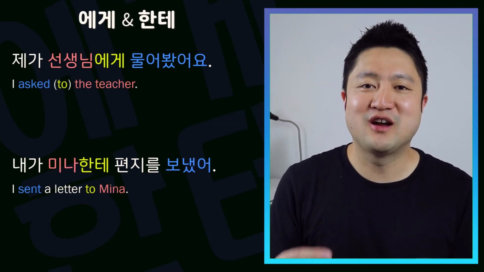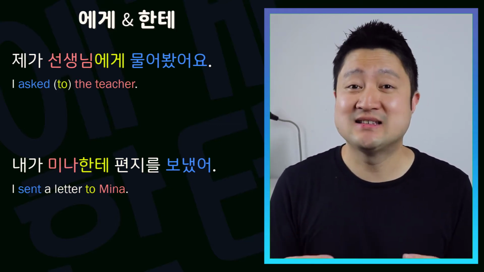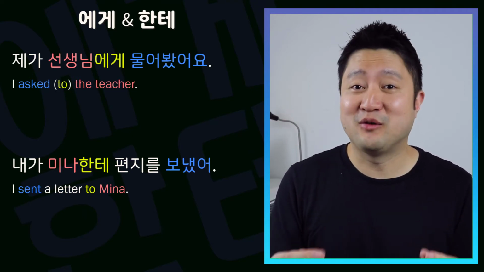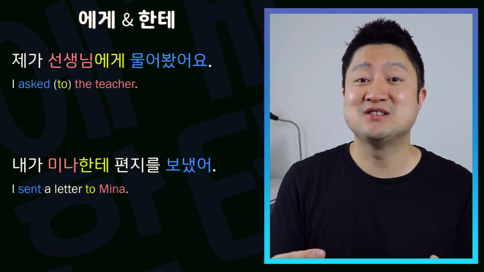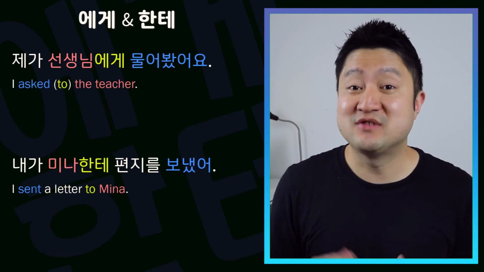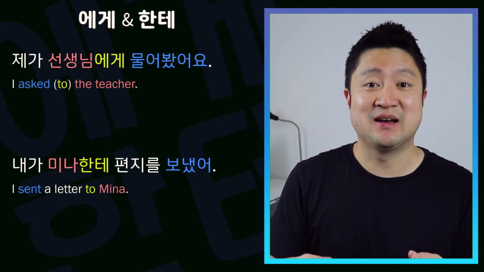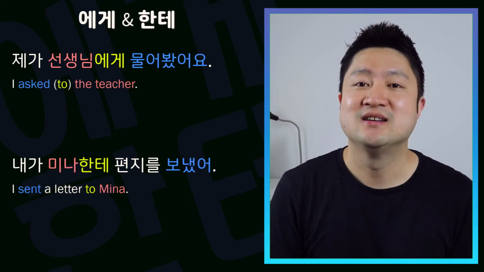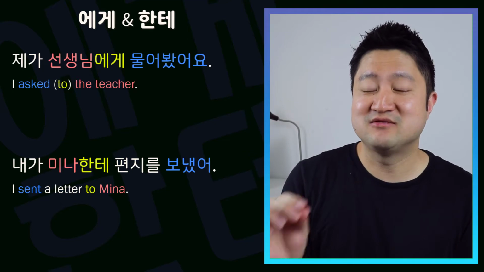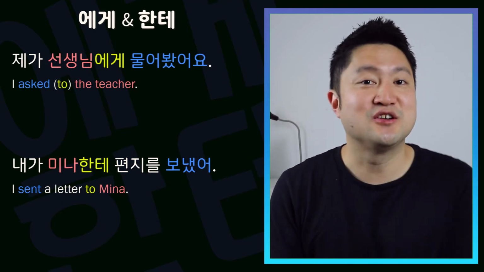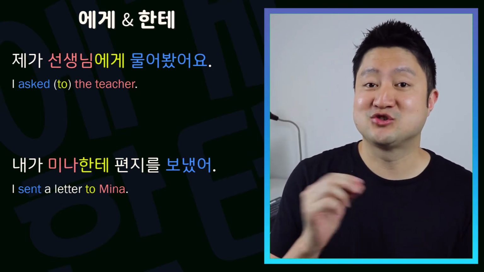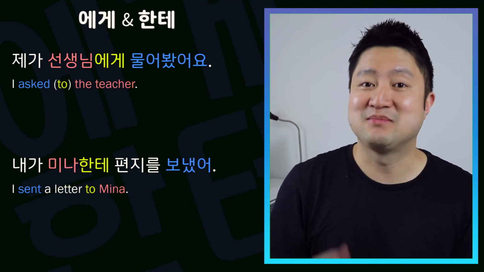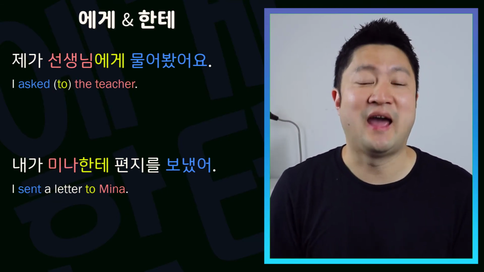Now, one thing to note regarding the use of 에게 and 한테 is that we only use them when the recipient of the verb's action is a person or an animal. So if the recipient of the verb's action is a place or an object, then we would use the particle 에. So in this first sentence, rather than saying I asked the teacher, if I want to say I asked the school, then we wouldn't use the particle 에게 or 한테 because school is a place. We will use the particle 에.